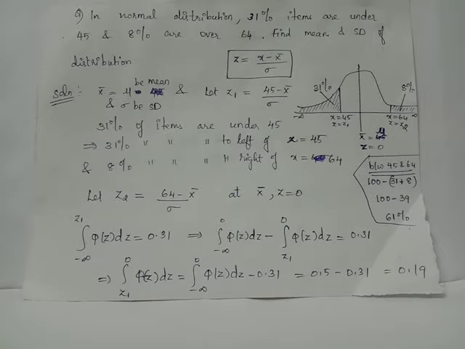In a normal distribution, 31% of items are under 45 and 8% of items are over 64. Find the mean and standard deviation of the distribution.